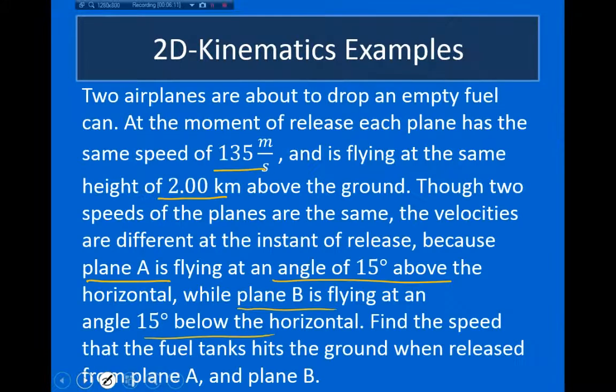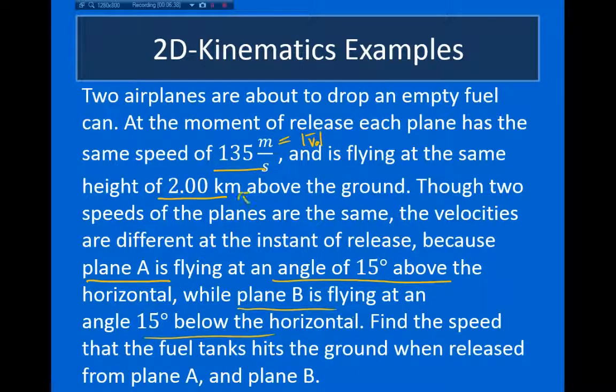So, again, when we have a problem like this, the first thing we want to do is figure out what it is that we know and what it is that we are trying to figure out. Looking at this, we can see that the magnitude of my initial velocity is 135 meters per second. Now, the plane's flying at an initial height of 2 kilometers, but we're asked to find the final velocity when the fuel tanks hit the ground.